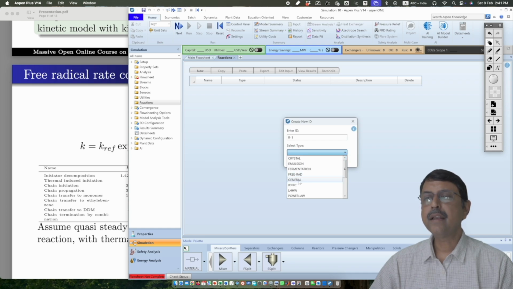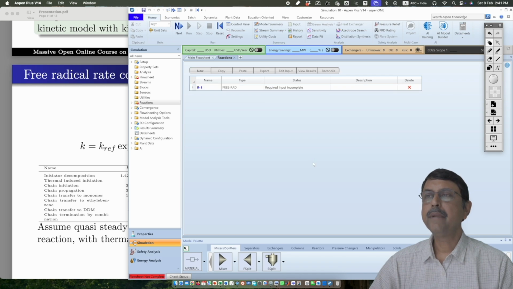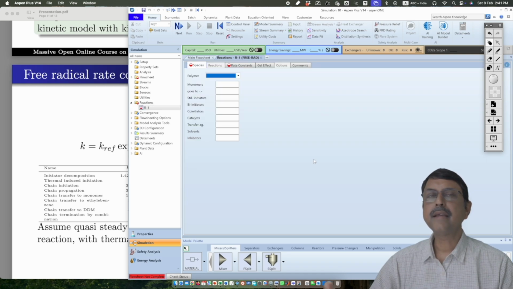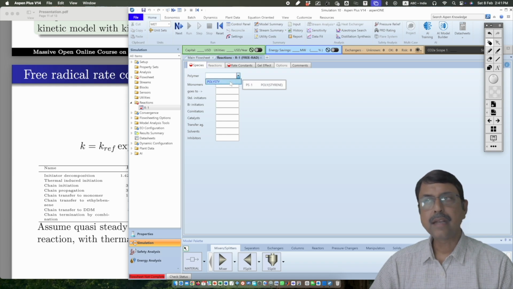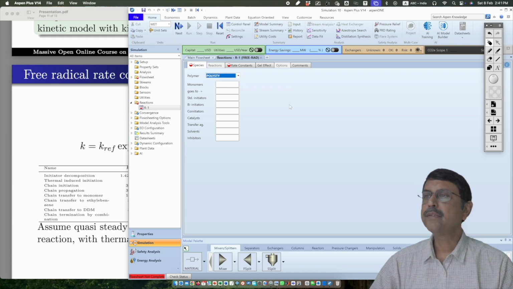In general, we have learned how to use general reactions, power law, LHHW, but we have never come across a free radical reaction. So this is the first time we are going to choose free radical reaction in our course. So once we choose it, press OK. Then these are the options open for us. Now we have to pick and choose. First, the polymer has to be selected. Here we select polystyrene. That is the only polymer that we have. So this is the polymer.